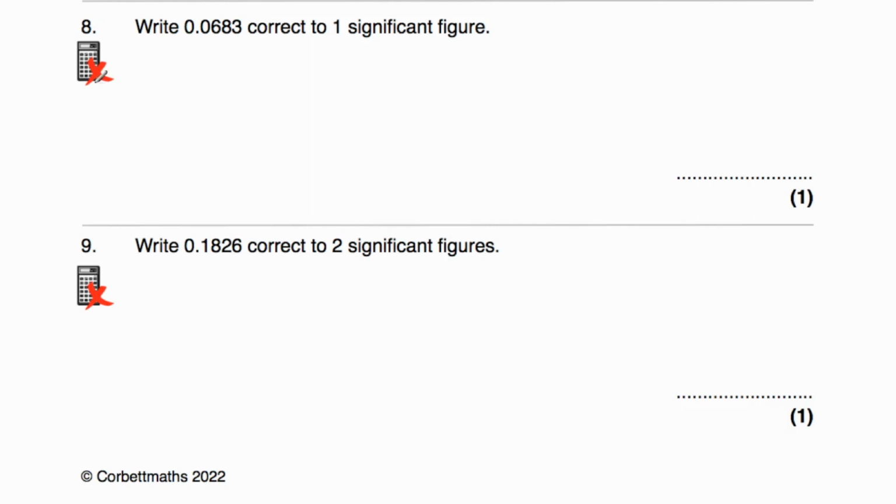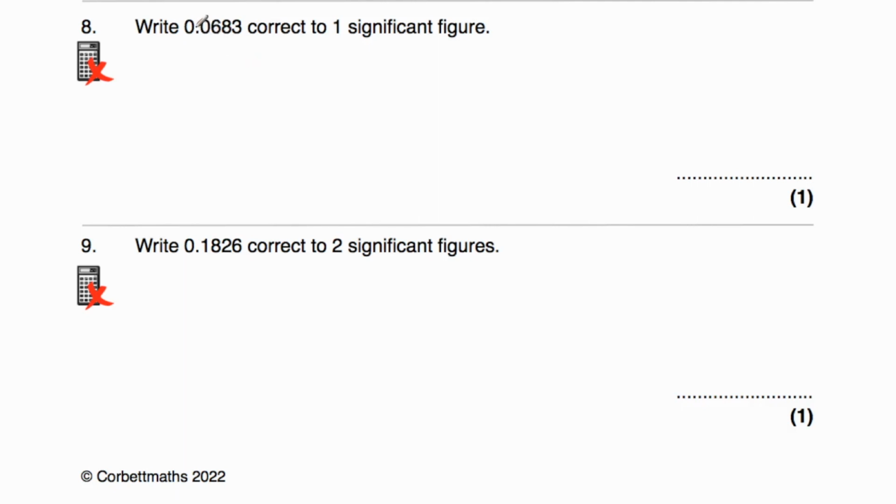Okay, let's have a look at question number 8. So question number 8, now this time we've been given a number which is a decimal number, so we've been asked to write 0.0683 correct to one significant figure. Now in this case, because we've got a decimal number where we've got 0.0 and so on, whenever we look at our significant figures, we start counting our significant figures from the first non-zero digit.